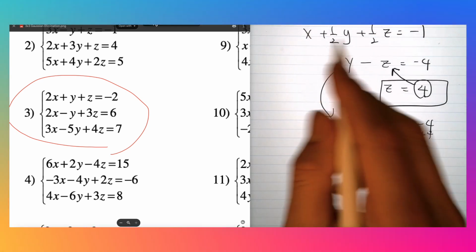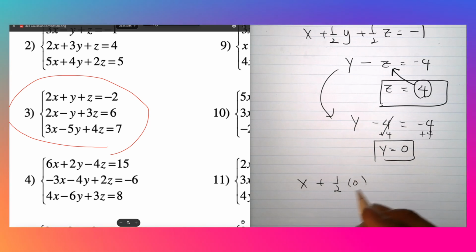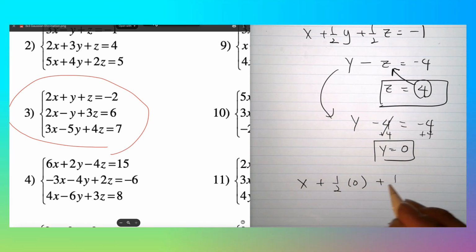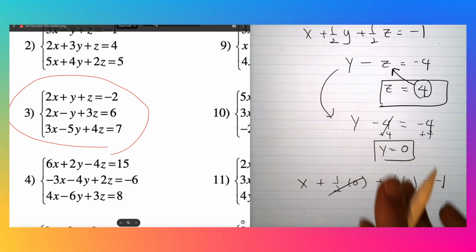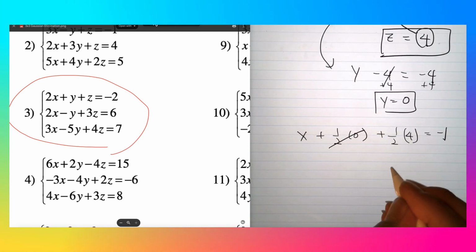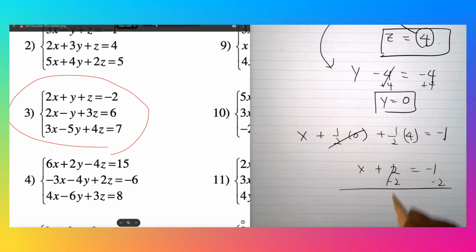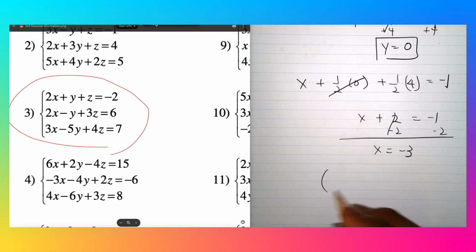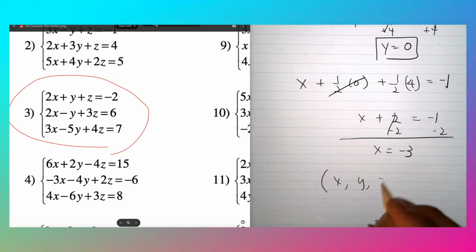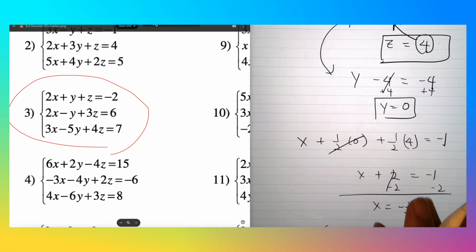The last step is to go to the top row and find the x. So x plus 1 half times 0 plus 1 half times 4 equals negative 1. So that goes away. 4 over 2 is 2. You subtract 2 on both sides, you get x equals negative 3. So your coordinate x, y, z should be negative 3, 0, and 4.